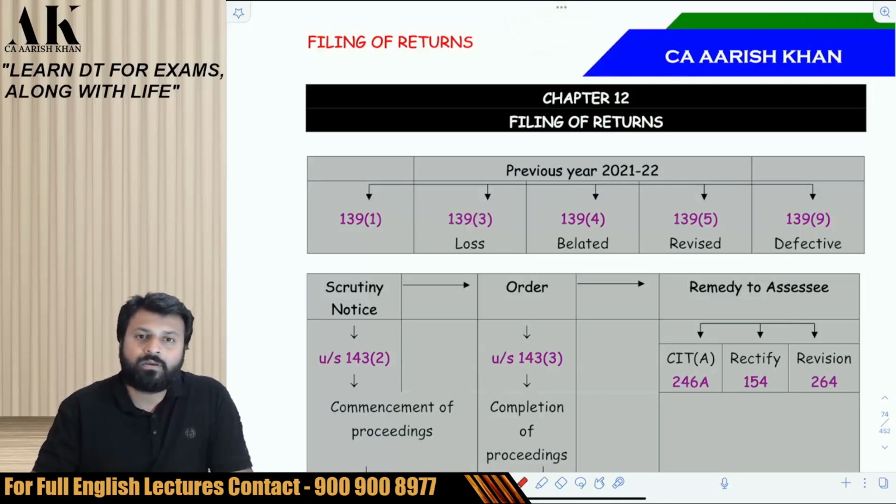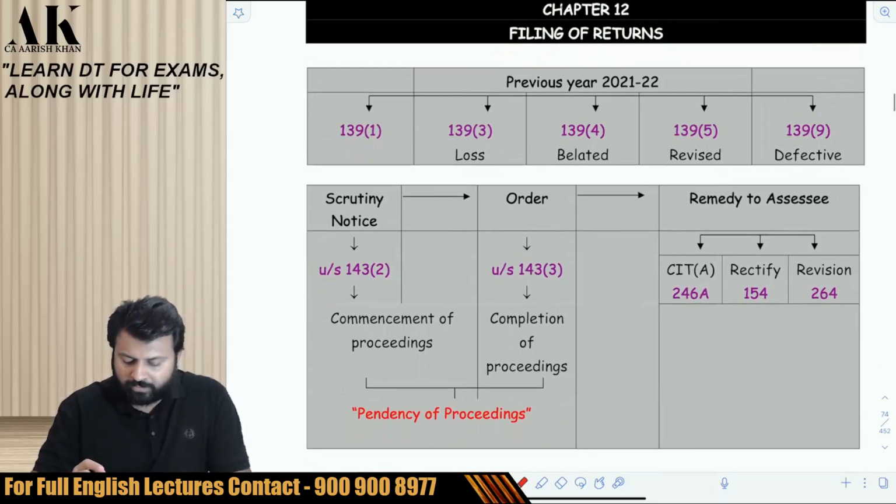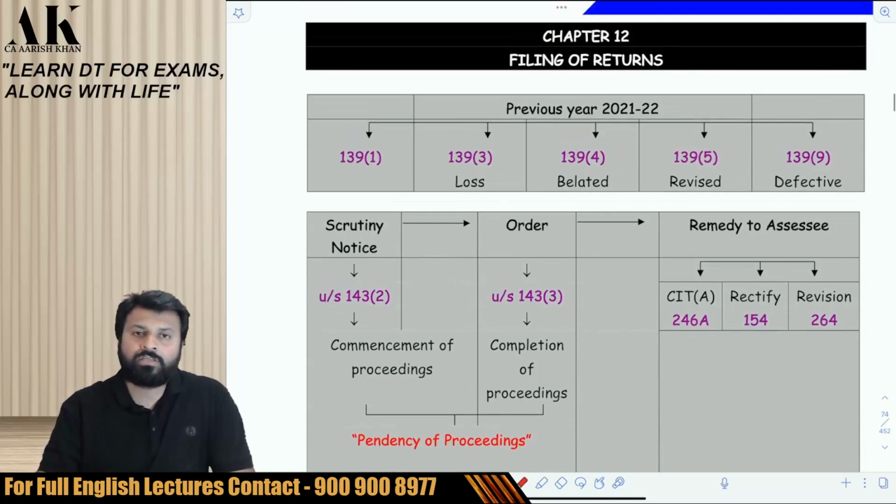Okay. So let us start with the discussion of the revision of the assessment procedure, return filing, so on and so forth, relevant for your November 2022 exams. Okay. So the first thing which you have to see over here is you should know that the relevant financial year, the relevant previous year which is applicable for your exams is previous year 21-22.